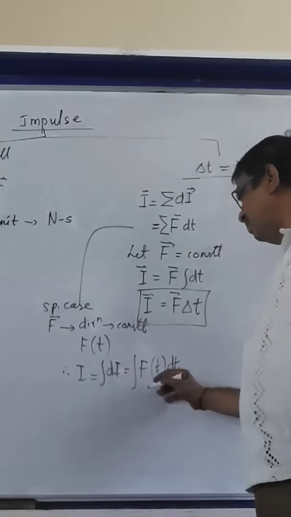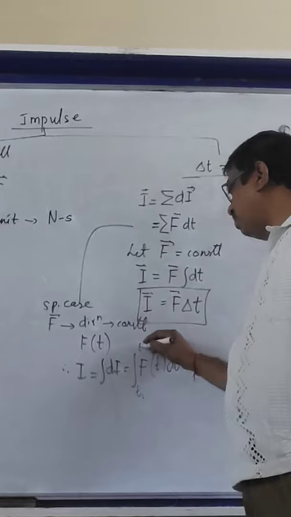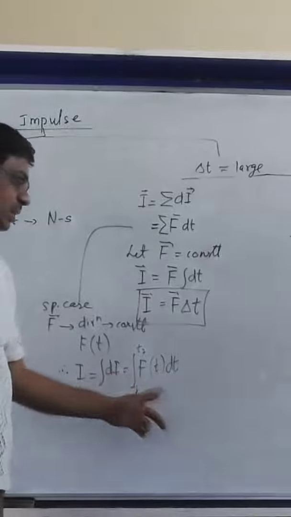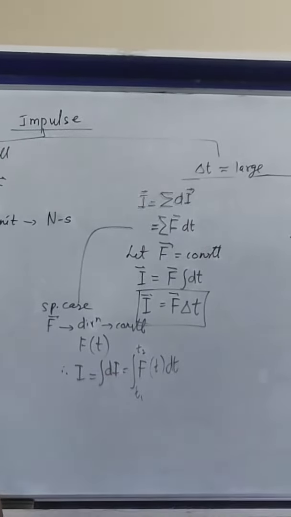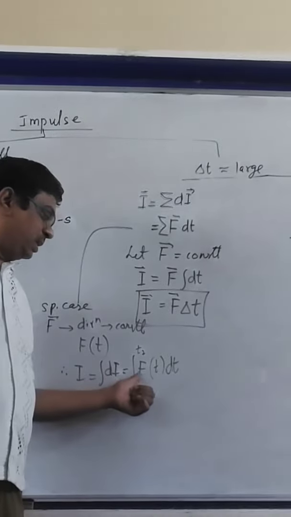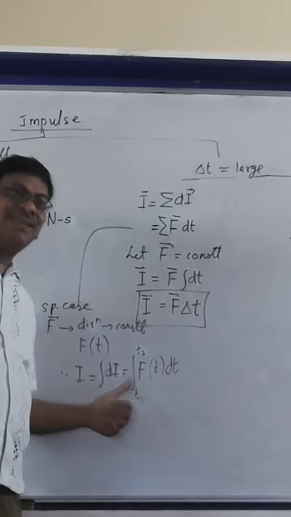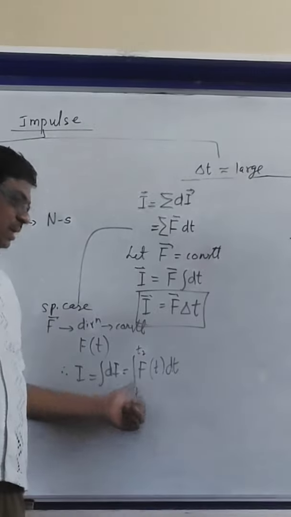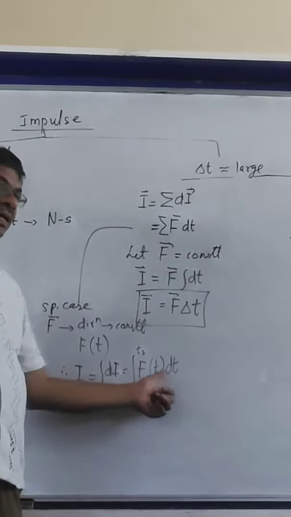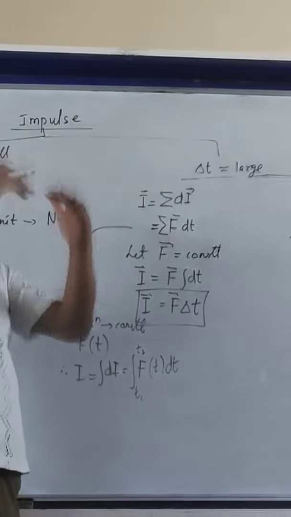Suppose we are interested in the impulse from the instants t1 to t2. You have to accordingly integrate between the limits t1 and t2. You have to integrate this. And in basic maths we have studied integral y dx is the area below the curve integrated between x1 and x2. Basic maths, integral y dx integrated with limits x1 and x2 is the area below the curve.